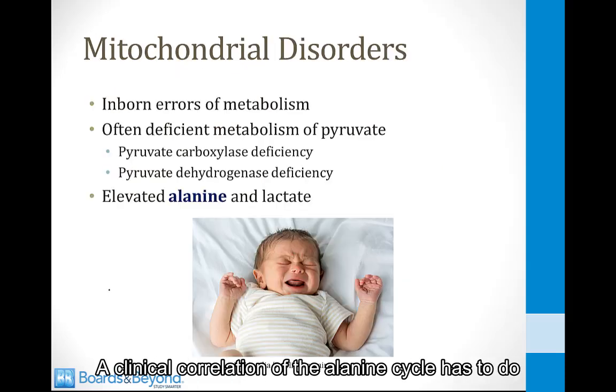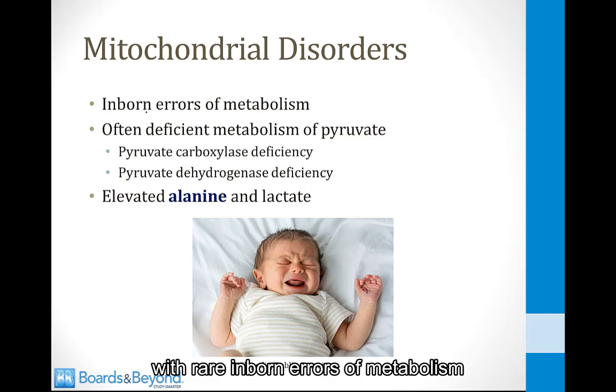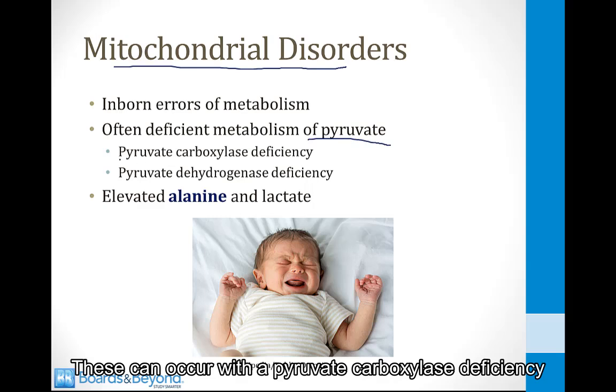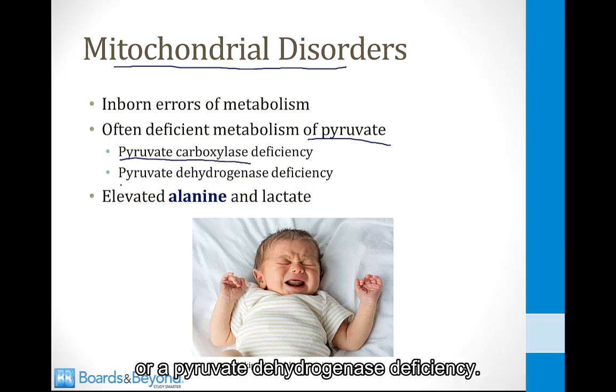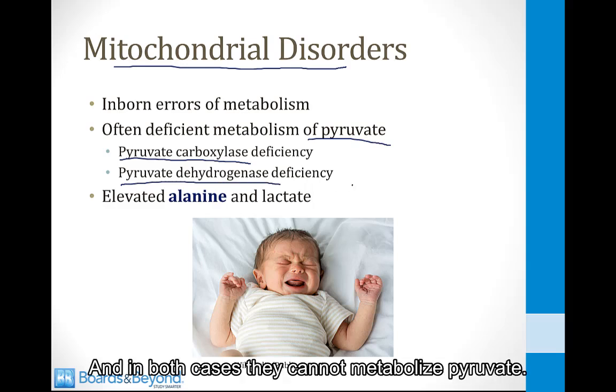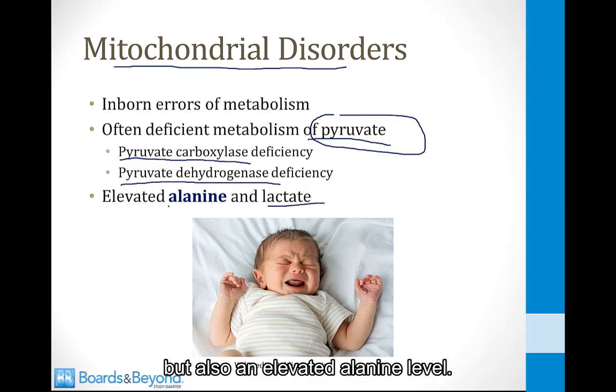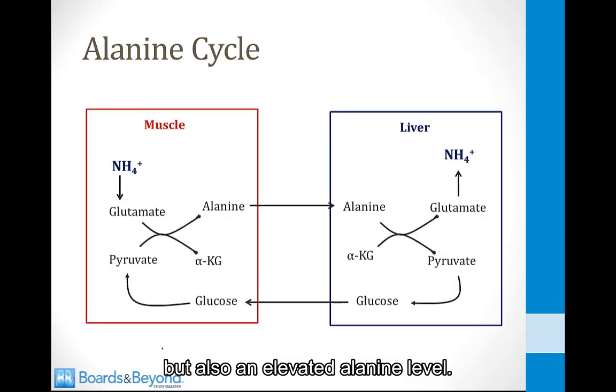A clinical correlation of the alanine cycle has to do with rare inborn errors of metabolism called mitochondrial disorders. Babies born with one of these disorders often have deficient metabolism of pyruvate. These can occur with a pyruvate carboxylase deficiency or a pyruvate dehydrogenase deficiency, and in both cases they cannot metabolize pyruvate. As a result, these babies often develop a lactic acidosis, but also an elevated alanine level.